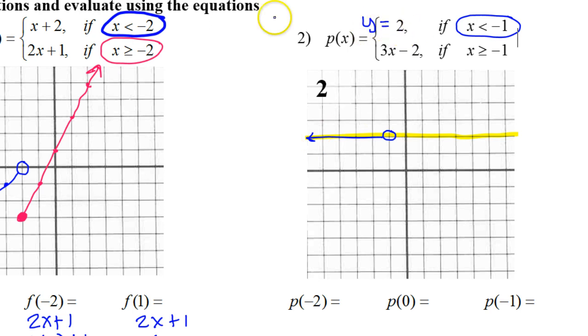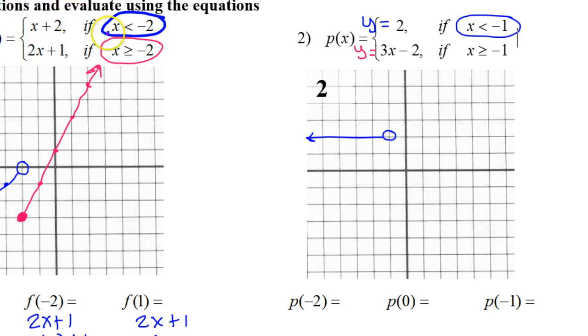Okay, so this is what that top piece would look like. All right, now let's do the bottom piece. So let's see, y equals 3x minus 2. Now if I were going to graph the entire line, maybe I could use my highlighter again.